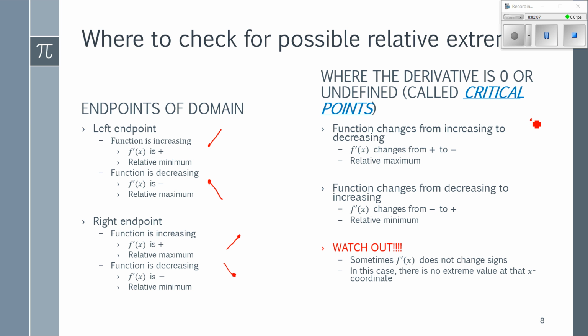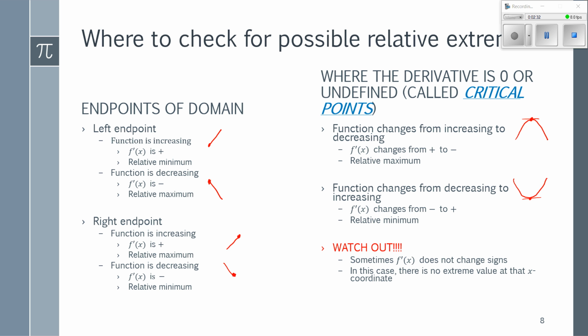So if I have a critical point, meaning there's a horizontal tangent, and my function changes from increasing to decreasing, this would be a relative maximum. If I have a critical point with a horizontal tangent, and my function changes from decreasing to increasing, that would be a relative minimum. Now you do have to be really careful.